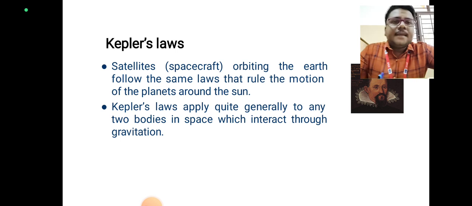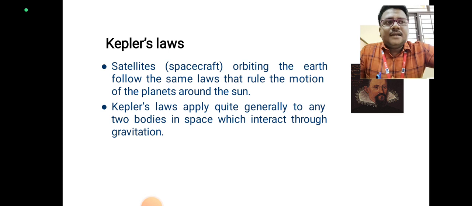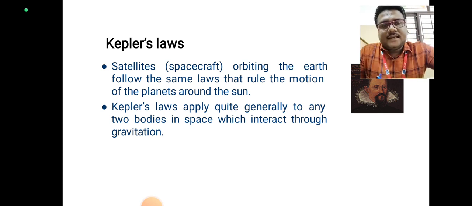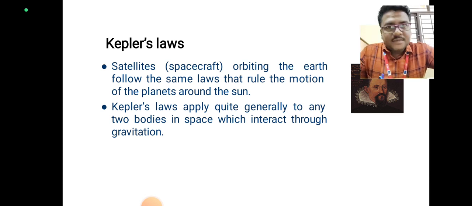Next is Kepler's law. For a satellite to be placed in space and to deal with satellite motion, Johannes Kepler described three planetary laws which govern the motion of the satellite. They are classified as Kepler's first law, Kepler's second law, and Kepler's third law. The main aim of Kepler's laws is to describe planetary motion.